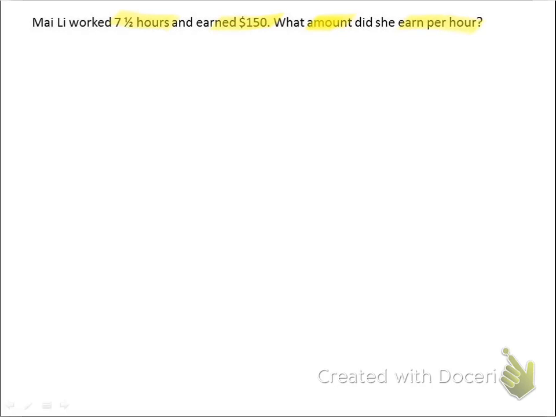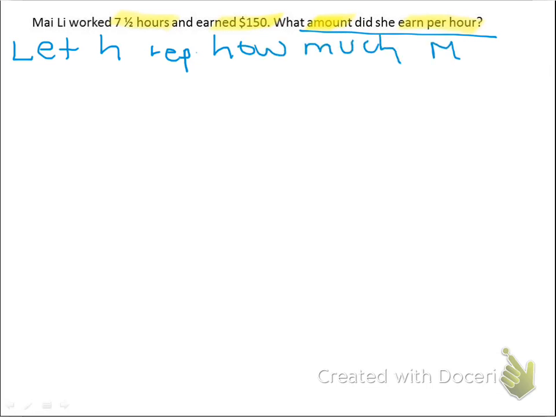First, we need to write a let statement. What are we trying to find? We're trying to find how much she earned per hour, so our let statement is going to have that in it. Let H represent how much Mai Lee earns per hour. Oh, sorry, that's not hour. Fix that. It should be per hour.